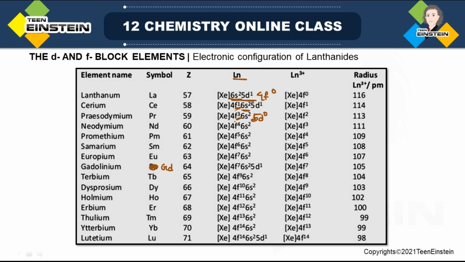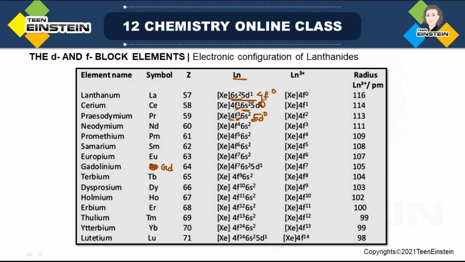It is for now, but it is not 4f2. It is 4f3. Why? Because the electron from D is also now transferred to F. So sometimes there is some difference; it is not always gradual. And why is it so? Because it depends on so many things. It actually depends on the net energy.